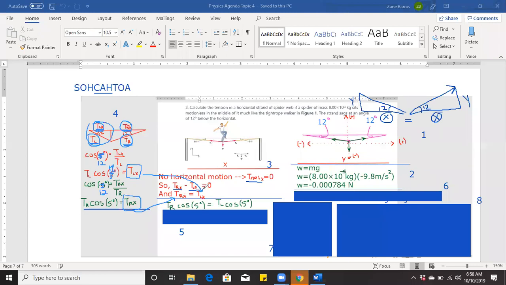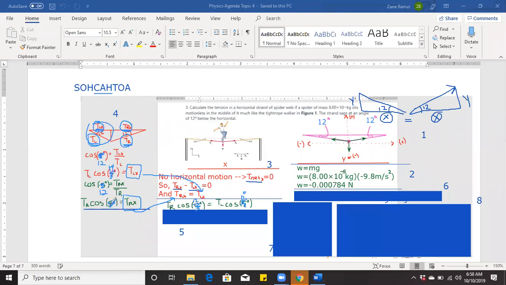So when I do that, we get that TR times the cosine of, once again, it should be 12 degrees. Sorry, guys, 12, not 5. Once again, I should have been looking at the spider problem. I got confused with the tightrope. And that should be 12 as well.